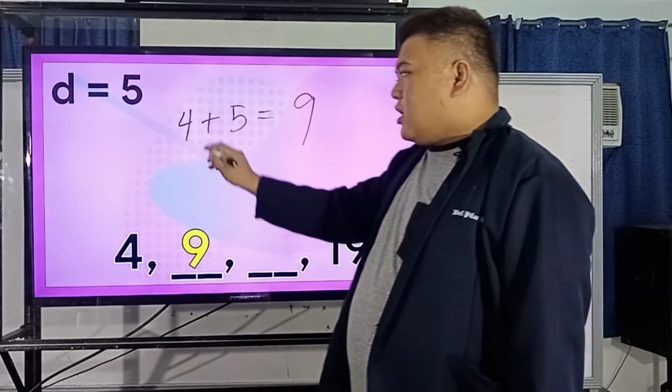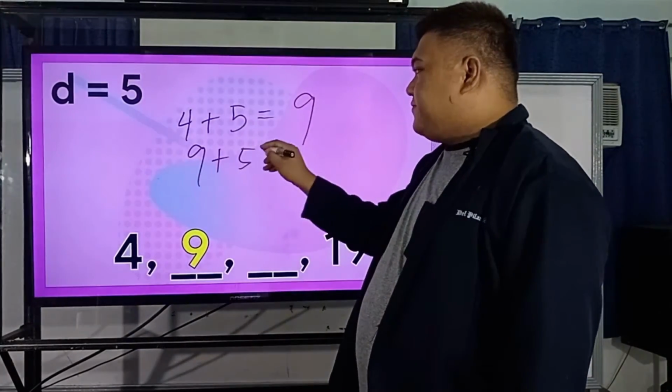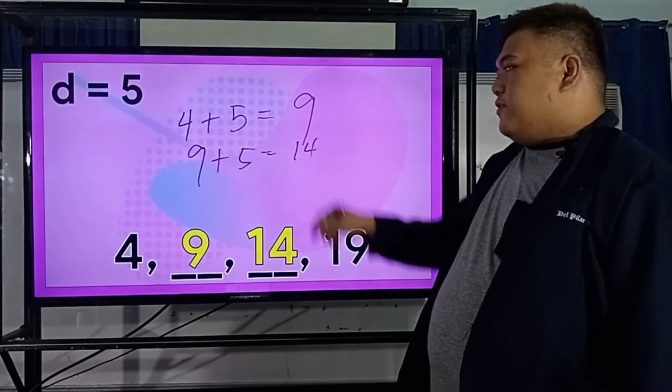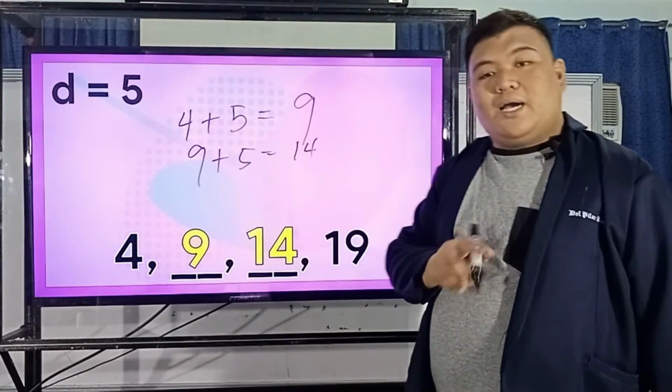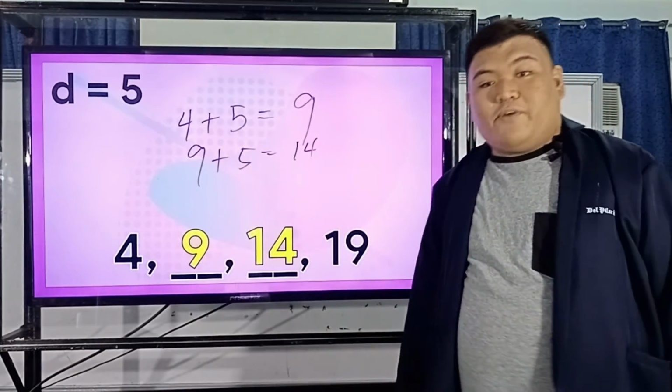And to get the third term, 9 plus 5 is equal to 14. So we have the missing terms are 9 and 14.